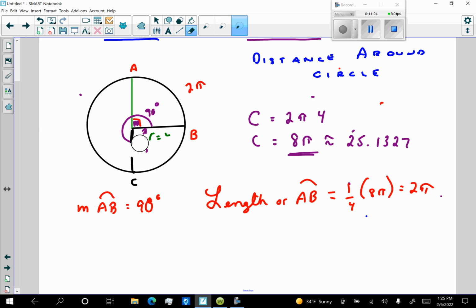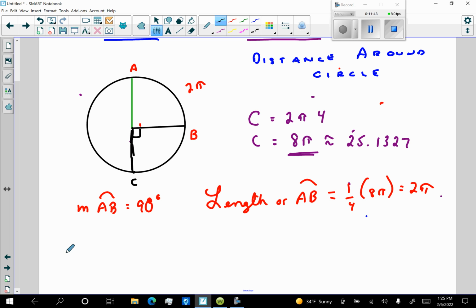Let me erase some things. This is certainly getting a little bit busy. We can't forget that this is the center of the circle. What if I let this angle here be 90 degrees?